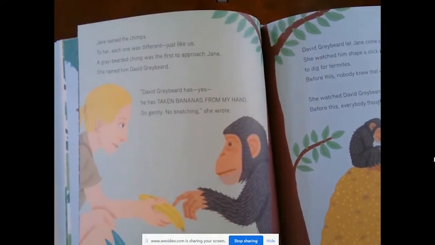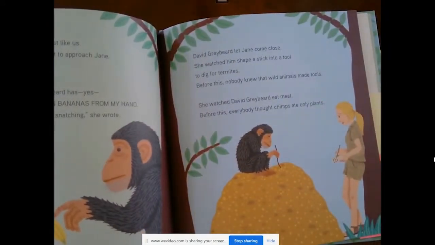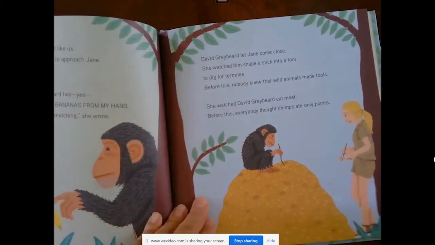That would be pretty cool to do in the wild. David Greybeard let Jane come close. She watched him shape a stick into a tool to dig for termites. Before this, nobody knew that wild animals made tools. She watched David Greybeard eat meat. Before this, everybody thought chimps ate only plants.